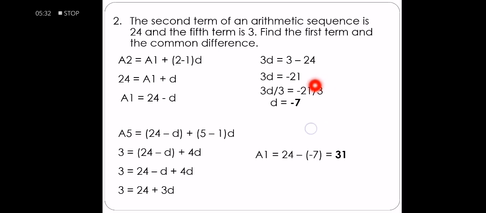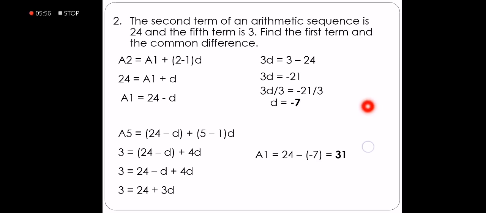In order for us to find the common difference or the value of d, we are going to divide both sides by 3 kasi may kasamang 3 si d. So 3d over 3 equals negative 21 divided by 3. So, cancel 3, we have d equals negative 21 divided by 3 is simply negative 7. So alam na natin yung ating common difference.